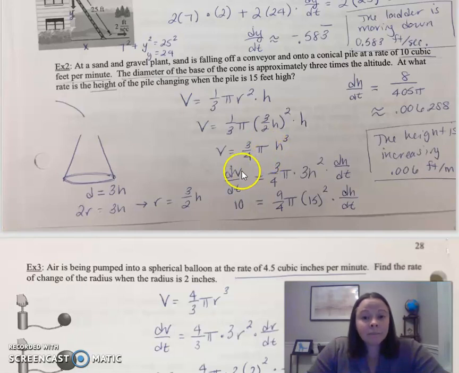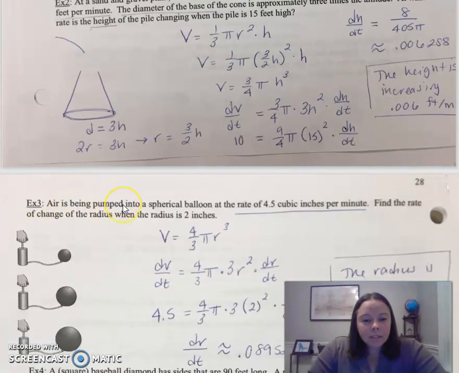Perfect. So now we're ready to do the derivative with respect to time. So V turns into dV/dt. This is a scalar. And then do this derivative, 3h squared times dh/dt. We need the dh/dt, that's what we're trying to find, so plug all your information in, and that's where I'm getting this answer up here. So the height is increasing 0.006 feet per minute. Okay. All right, let's look at another one.